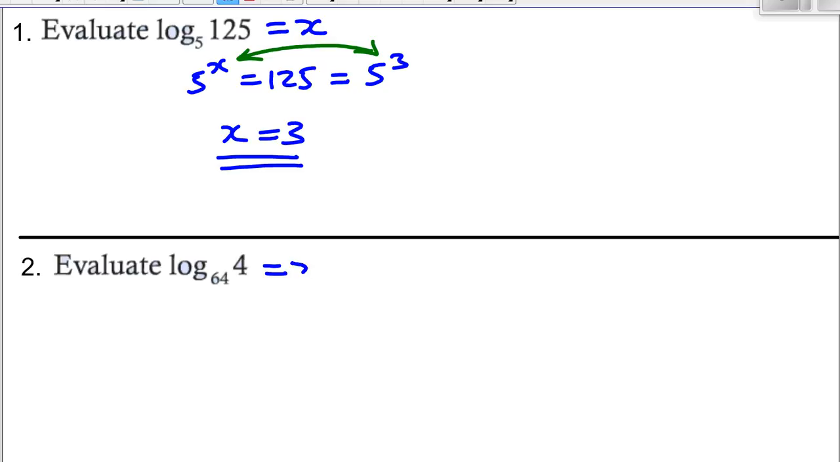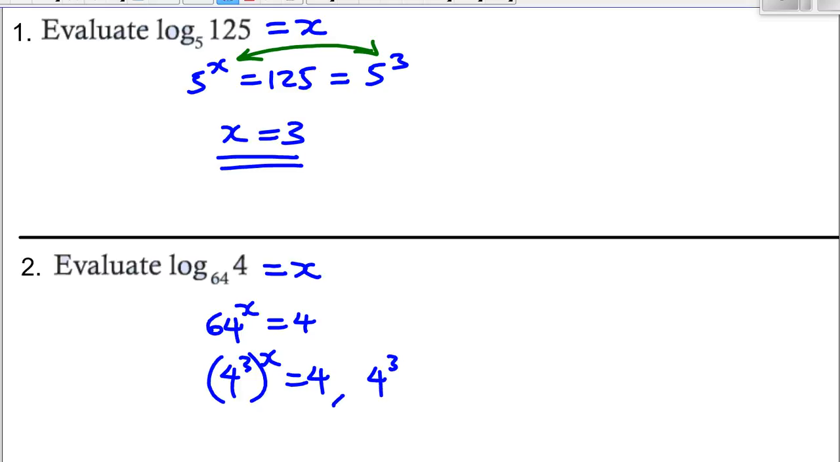Next, we'll do the same thing, equate that to x. So we want to find x, and that will be log of 4 to the base of 64. If we convert from logarithmic notation to exponential notation, we'll have 64 to the power x is equal to 4. So 4 to the power of 3x is equal to 4, which means that 4 to the power 3x is equal to 4 to the power 1. Equate the exponents. So 3x is equal to 1, so x will be a third.